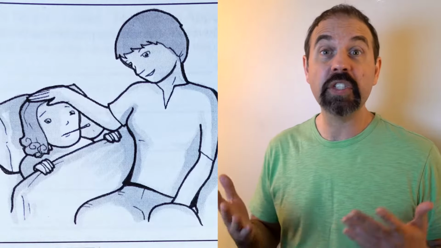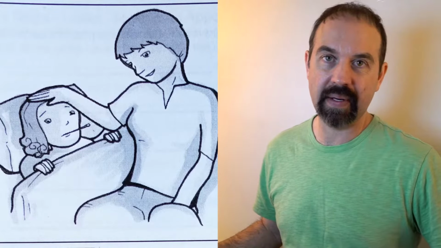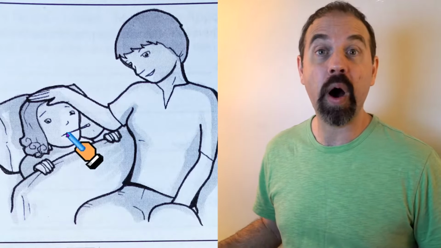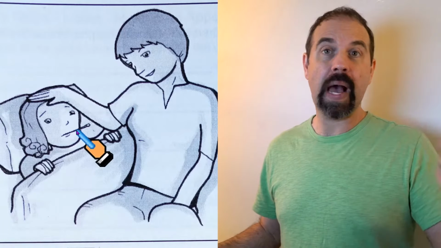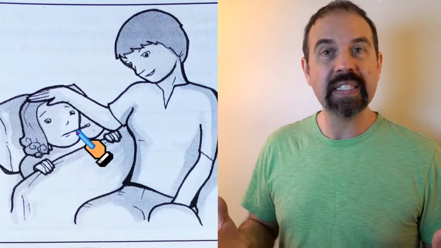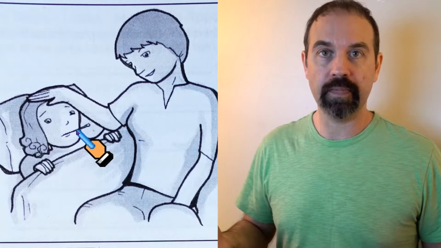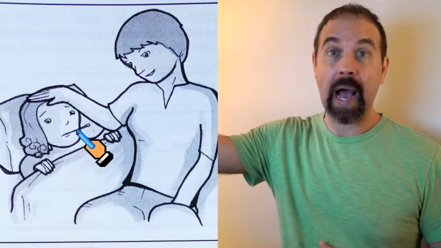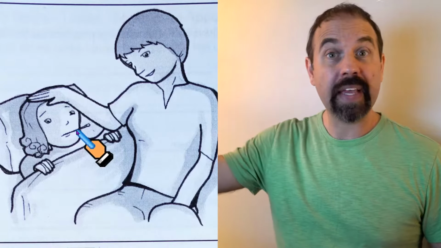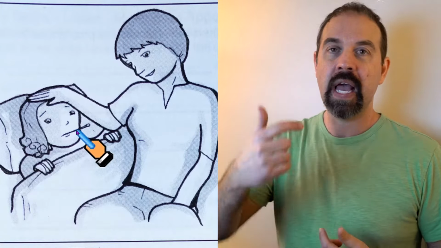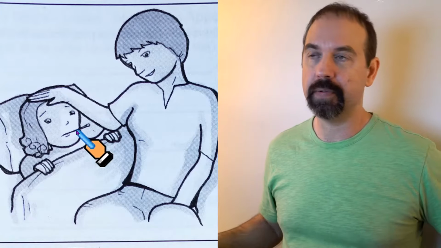Here's an image of a child who is sick in bed. I know she's sick because she has a thermometer sticking out of her mouth. A thermometer is something that we use to measure the temperature. We have thermometers in our house when we want to turn on the heat and know how hot it is, and we can also use thermometers to measure our body temperature.